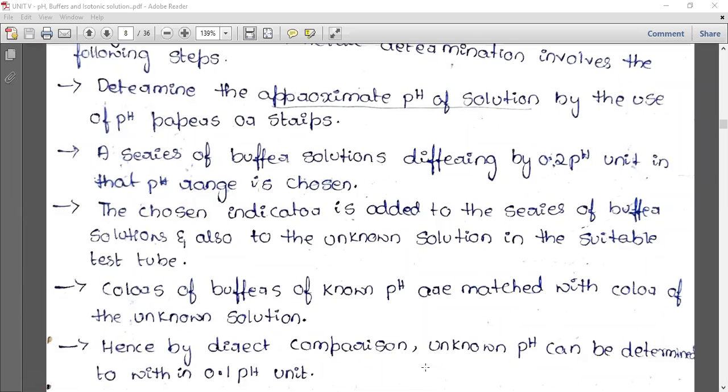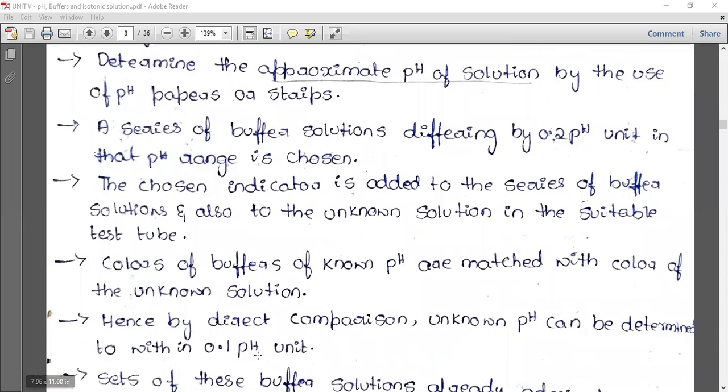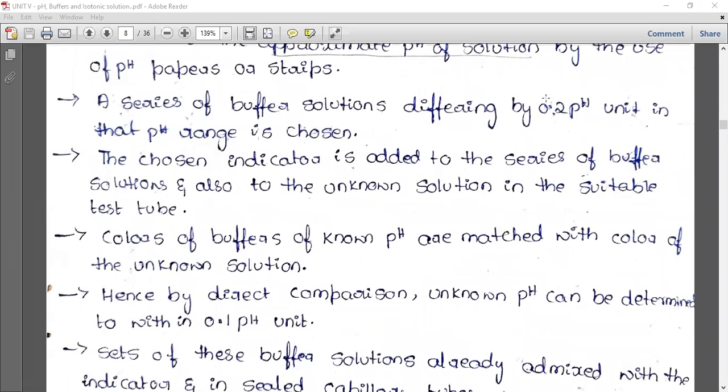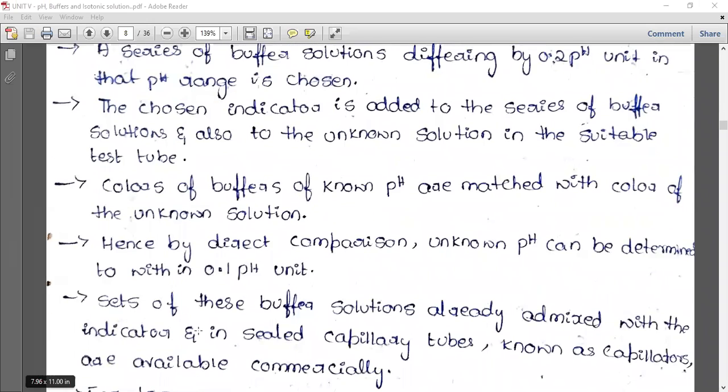So hence by direct comparison, unknown pH can be determined within 0.1 pH unit. So 0.2 differing they are, right? So we will come to know the difference in 0.2 pH. In general, sets of these buffer solutions already mixed with the indicator, we do get directly in the market, in sealed capillary tubes, in the form of capillators. We call them capillators, which are available already in the market. So if you do not have time to prepare the buffer solution in these particular ranges, you can directly get it from the market and directly compare it.